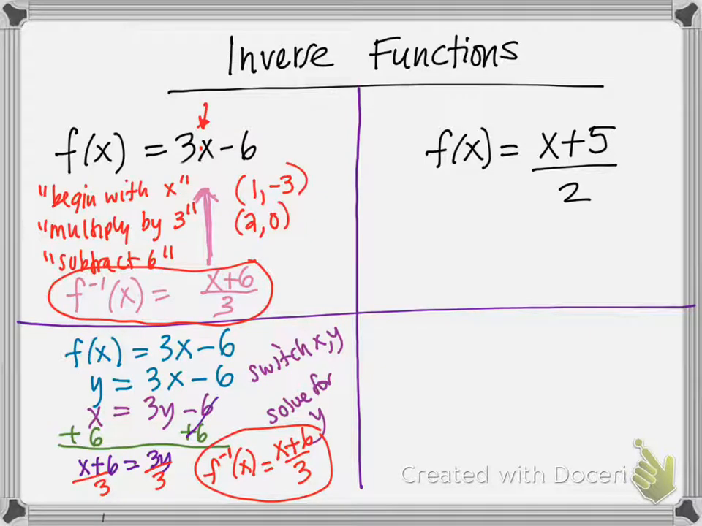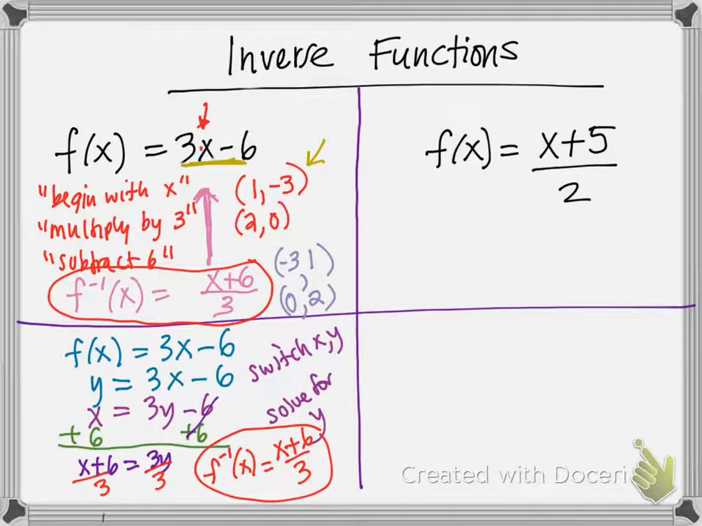So what do these inverses mean? If I look at the original function, which is 3x minus 6, I created two ordered pairs, right? 1 comma negative 3, and then 2 comma 0. So let's take a look at plugging an ordered pair into this inverse function. So I'm going to plug in negative 3. Negative 3 plus 6 is 3, and 3 divided by 3 is 1. I'm going to plug in 0. 0 plus 6 is 6, and 6 divided by 3 is 2.